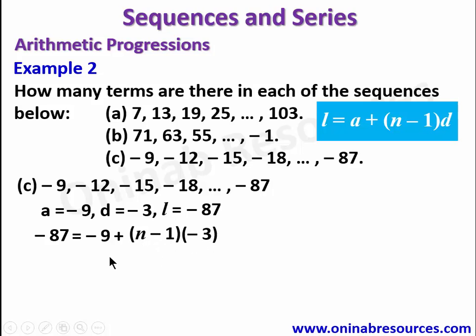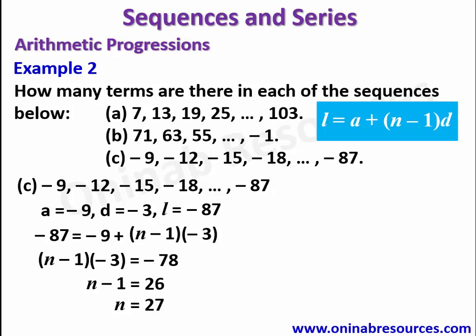So again, I bring the negative 3 to the left hand side. Now for the constant term here, I'm taking this to this side. It will be negative 87 plus 9, and that will give us negative 78. So dividing both sides by negative 3, we have n minus 1 equal to 26. Taking this to the right hand side, n is equal to 27, which means the sequence in example 2c has 27 terms. And that's the end of the solution to example 2.